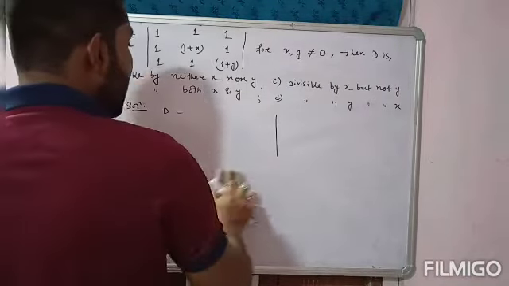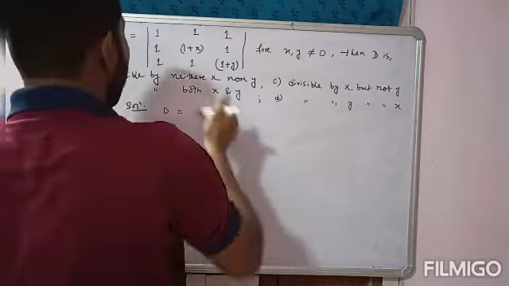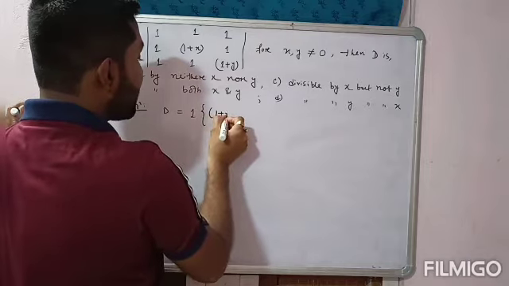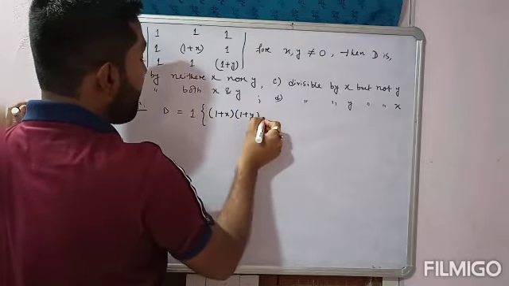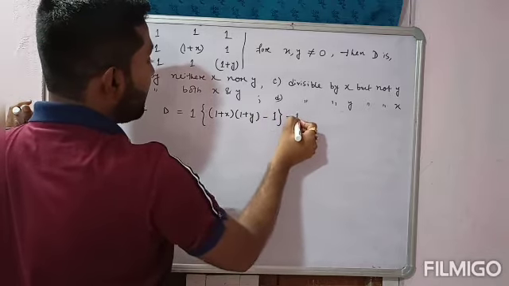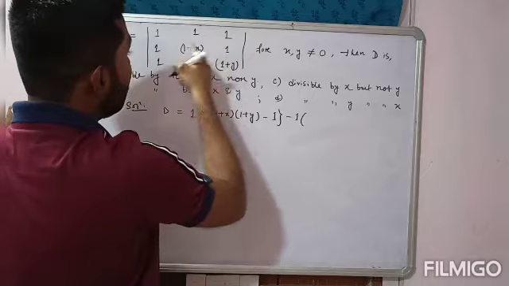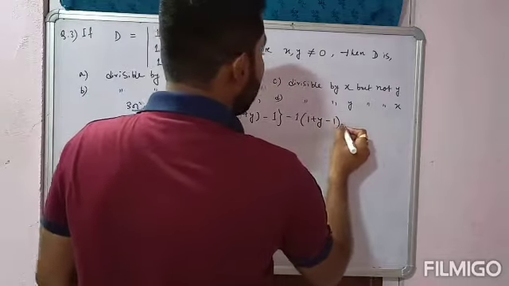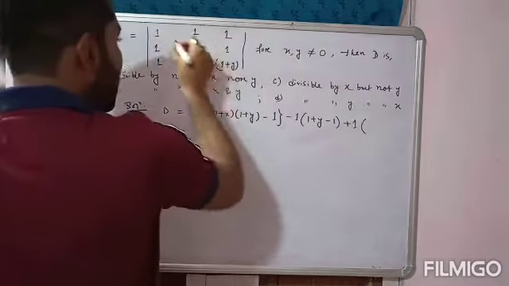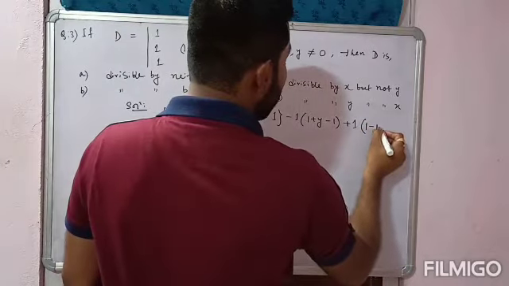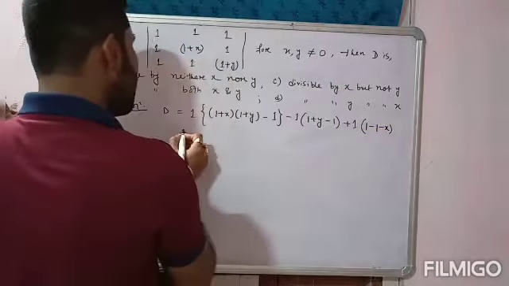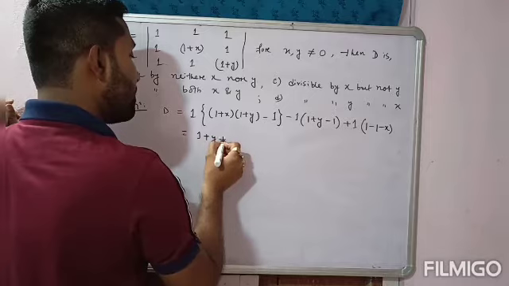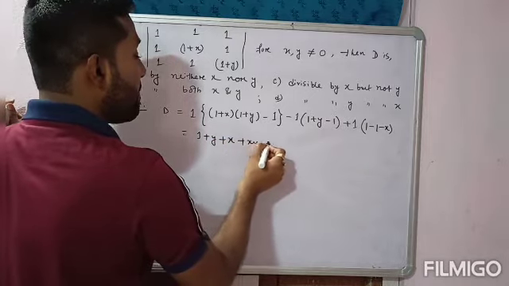So what happens on expanding? If you expand along the first row, the first element is 1. So delete the position of 1: 1 plus x into 1 plus y minus 1. The second element is also 1. Delete the position of this one: 1 into 1 plus y, that is 1 plus y minus 1. The third element is again 1. Delete the position of this one: 1 into 1, 1 minus 1 minus x. So 1 plus x into 1 plus y, expand it. That is 1 plus y plus x plus xy minus 1.